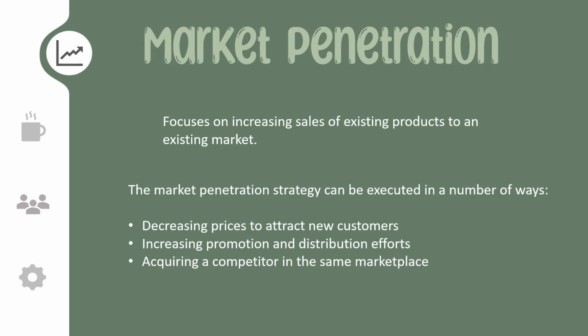So the first strategy in Ansoff matrix is market penetration. So in this strategy, it focuses on increasing sales of existing product to an existing market. So the strategy can be executed in a number of ways, which is by decreasing price to attract new customers, or company can also increase promotion and distribution efforts, or they can go to acquire a competitor in the same marketplace.